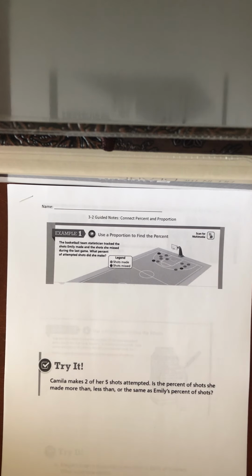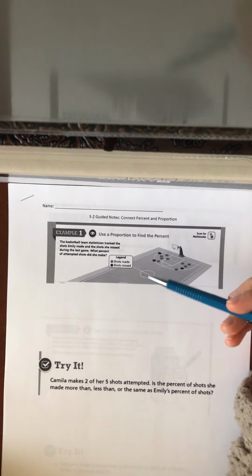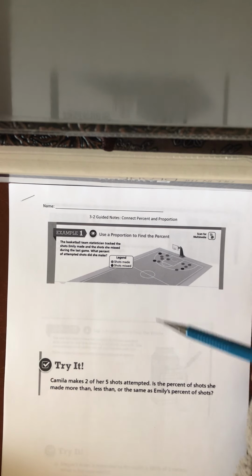So today we're doing some of the book problems for 3-2. You can either print these guided notes or just make notes with sticky notes in your book. Today we're going to be connecting percent and proportion. We have to use proportions today to solve all of these. Yesterday I gave you a choice. Today we're definitely doing proportions.